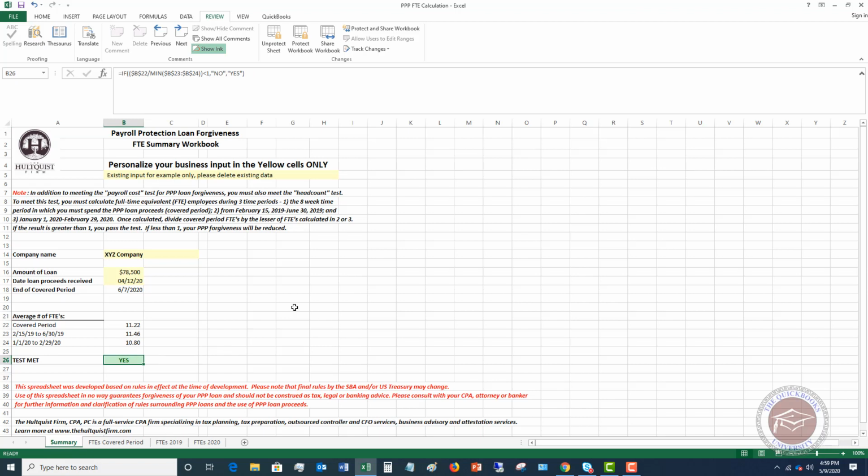Now, any questions whatsoever? This is a pretty complicated test. The money spent test was a little bit simpler than this, and that one was complicated. Now, this one is even more complicated. So if you have any questions, any comments whatsoever, feel free to leave them below, and I will answer your questions to the best of my ability.